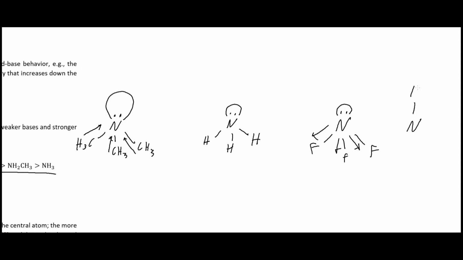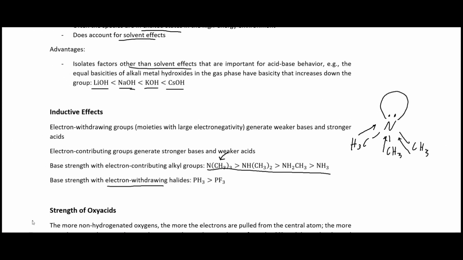So if we had our hydrogen on here and we had our fluorines on here, this is destabilizing this charged form of the nitrogen, and so this hydrogen here is going to be much more likely to leave, and so that will make it more acidic. And so those are the inductive effects, and that's another thing that affects the strength of acids.